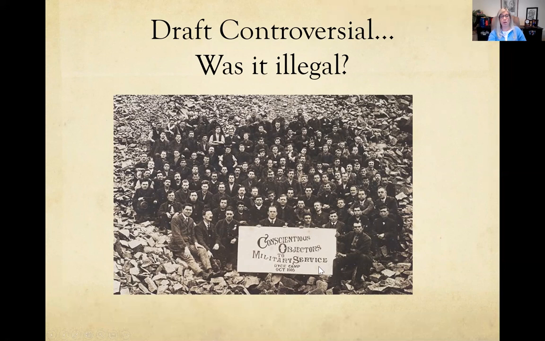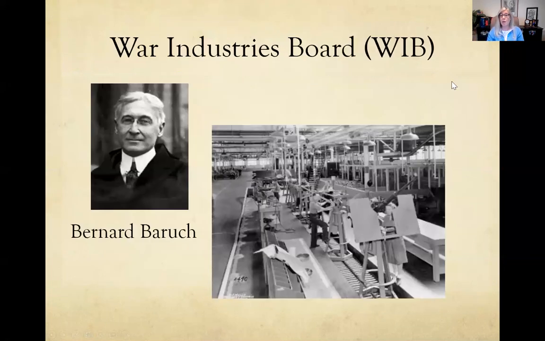So the draft was controversial. You had people who were conscientious objectors saying that they were pacifist, maybe they were Quakers, and they were saying that it was against their religion to fight in a war because of their pacifism and because of their Quaker beliefs. And did the government have a right to force you to do that? And so there were some questions about the legality of the draft.